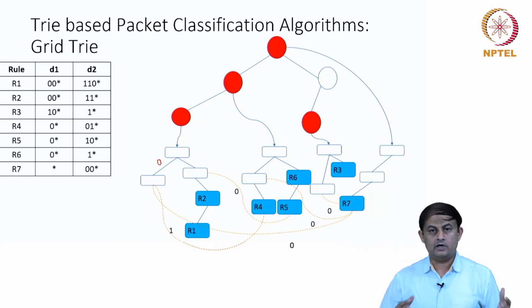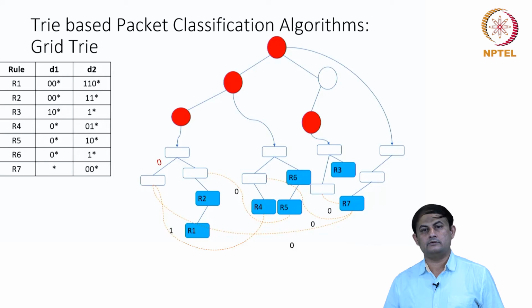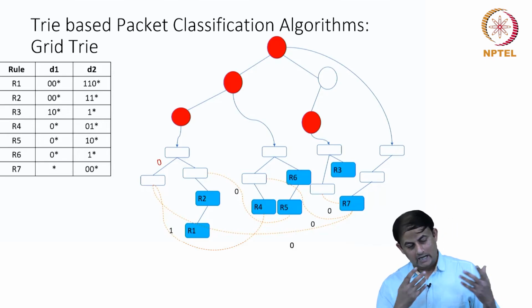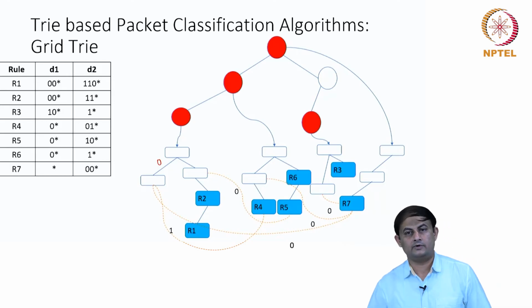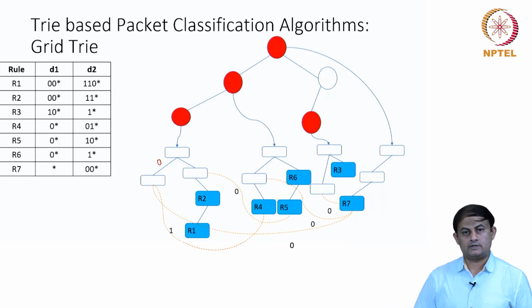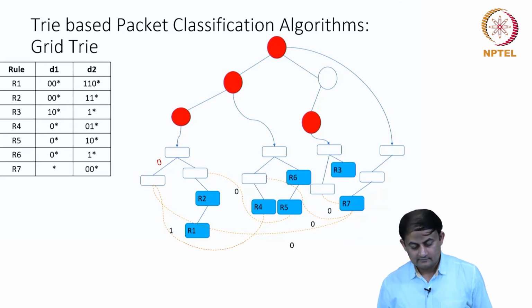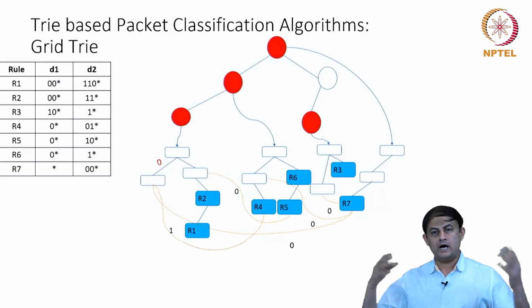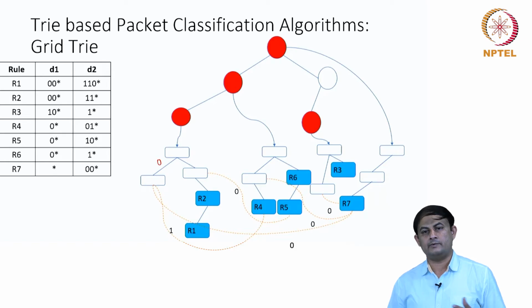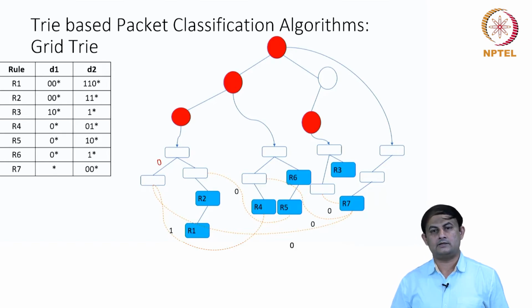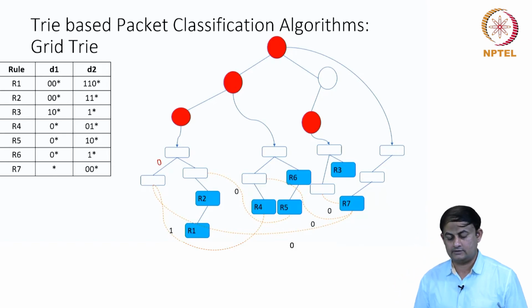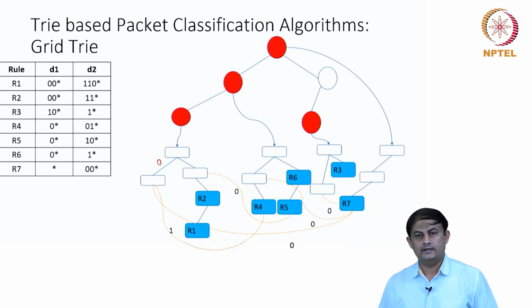So this is one optimization that you can bring by a little modification to the hierarchical trie and the set pruning trie. So that's how this classifier is actually going to work using the grid trie. So if you have a very large number of nodes being replicated in the trie structure, then this trie structure, the grid trie, will actually help in the reduction of the number of nodes.